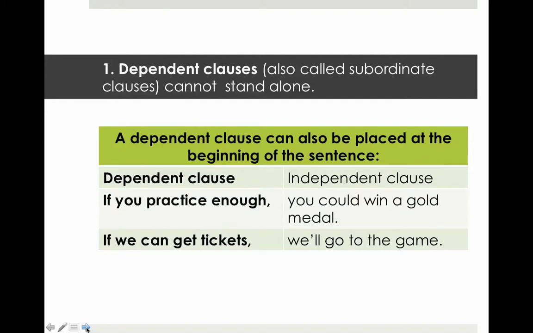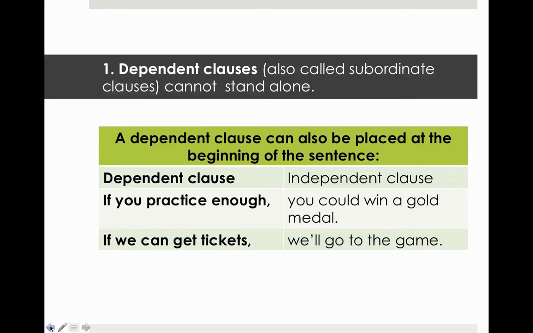A dependent clause is also called a subordinate clause or an adverb clause. It cannot stand alone, but it can also be placed at the beginning of a sentence. Okay, so if you practice enough, you could win a gold medal. If we get tickets, we'll go to the game.